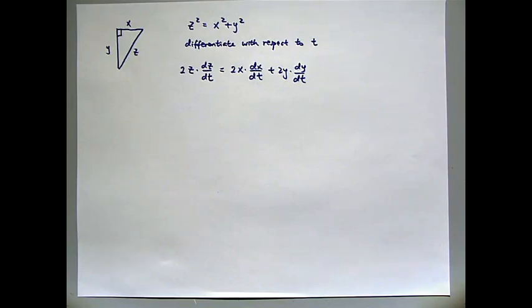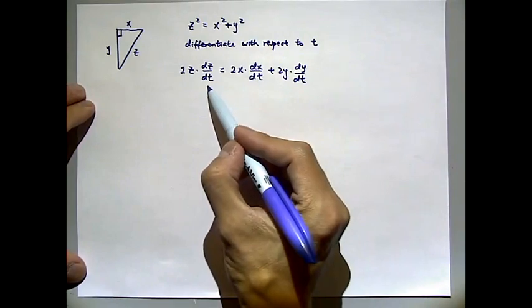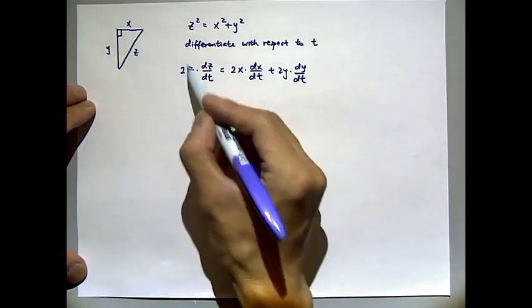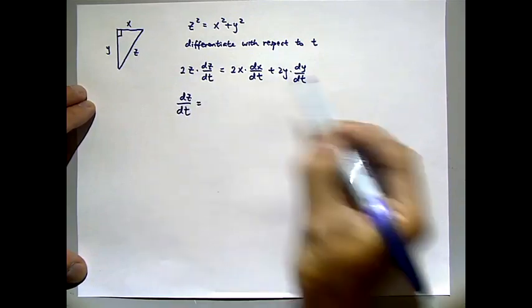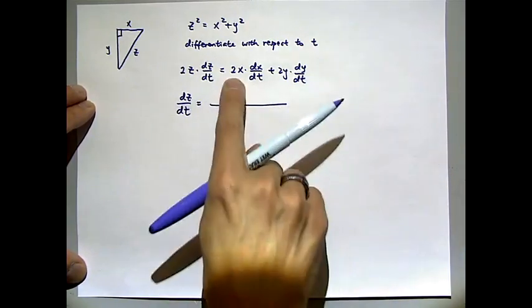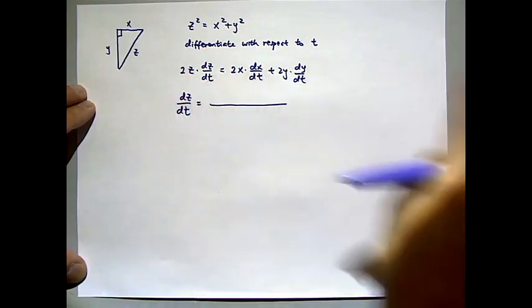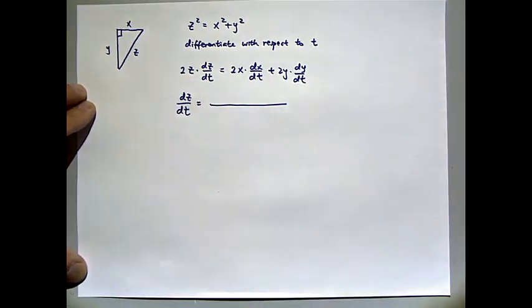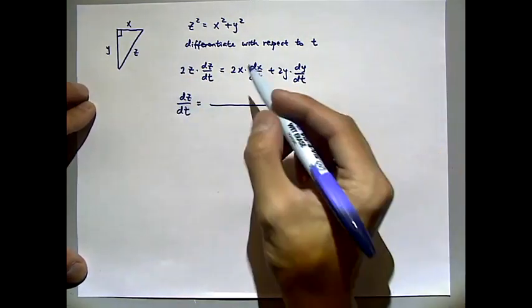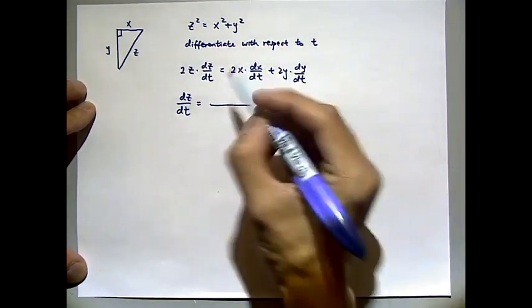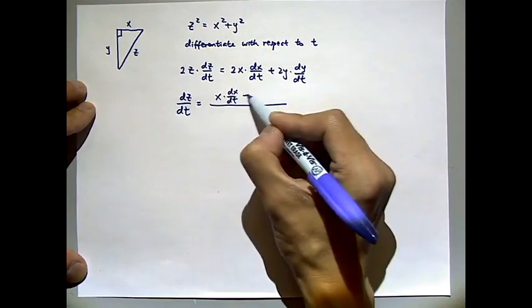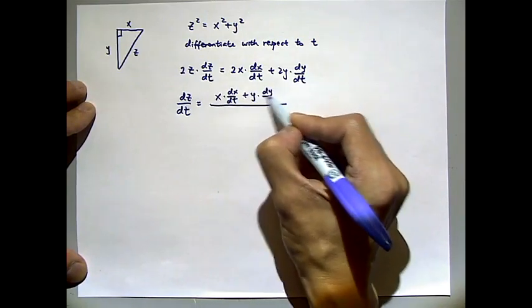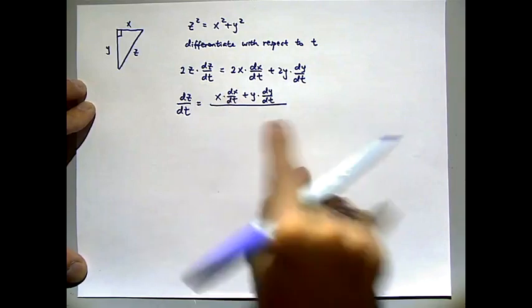Okay, make sense, everyone? Good. We're interested in dz/dt, so let's divide by 2z on both sides. Notice that the 2 doesn't matter. We can cancel the 2 all the way through, or equivalently divide everything by 2. On the top, the right side would be x times dx/dt plus y times dy/dt. Downstairs, we're dividing by z.